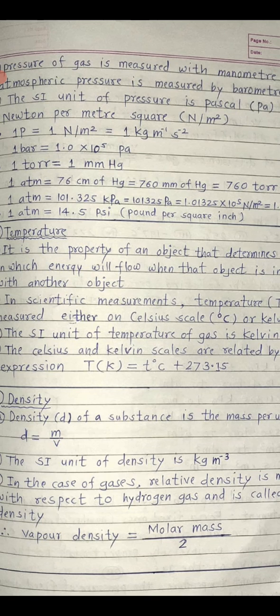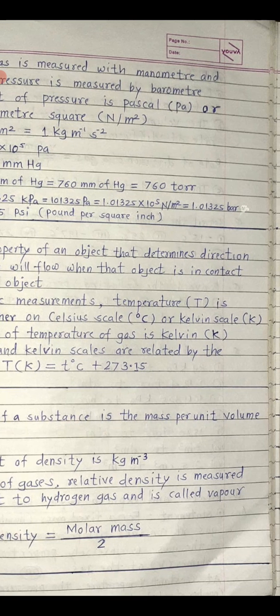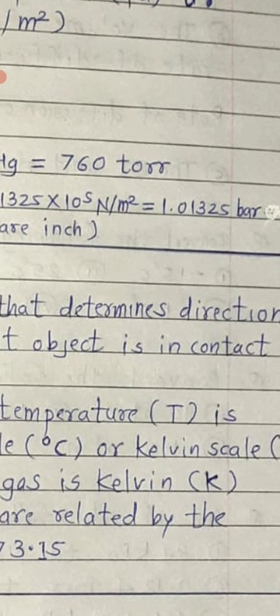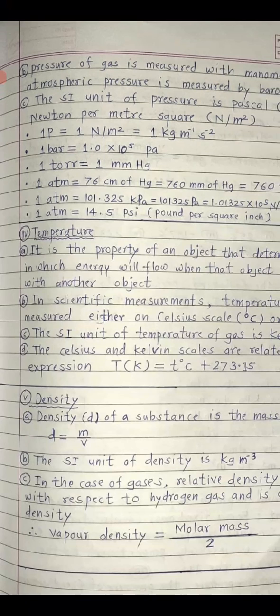So therefore 1 atm is equal to 101.325 kilopascal, and that is equal to 101.325 Pascal, and it is equal to 1.01325 into 10 raised to 5 Newton per meter square, and in bar it is 1.01325 bar. Okay.